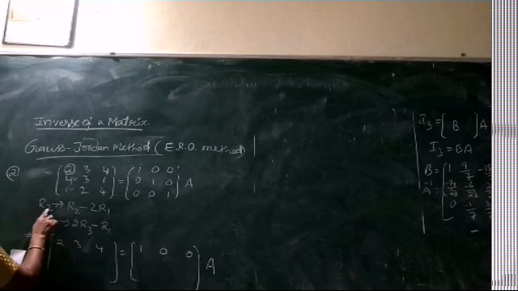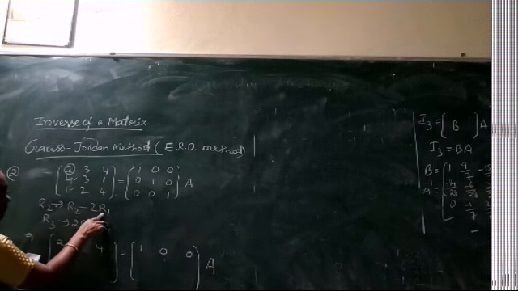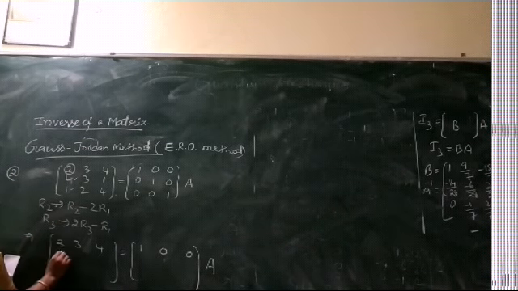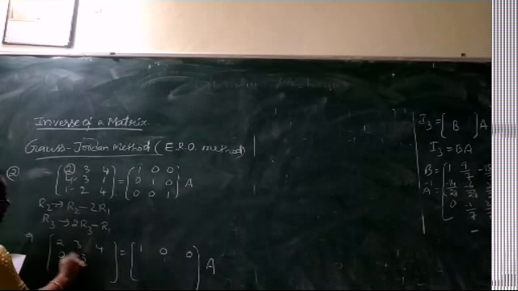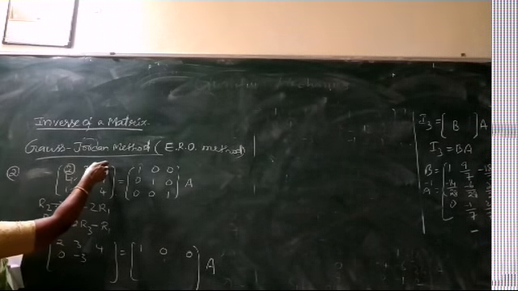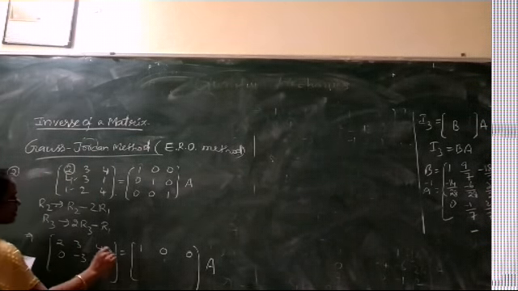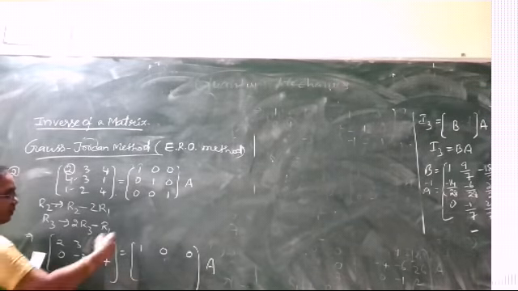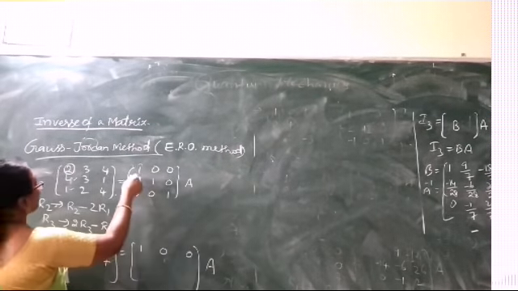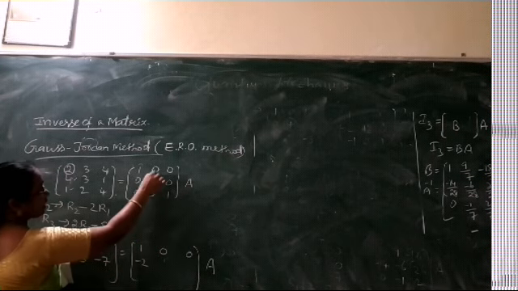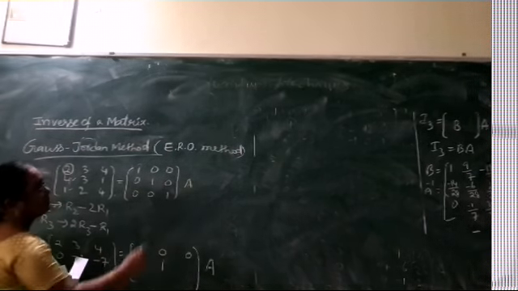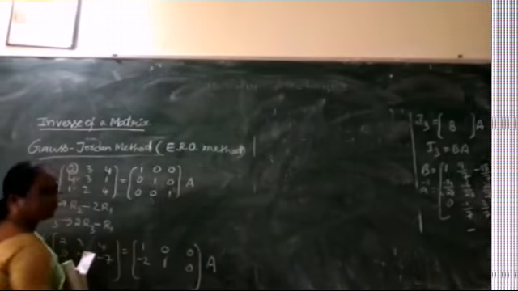Now, R2 implies R2 minus 2 R1. We have 4 minus 2 into 2, 0. 3 minus 2 into 3, 3 minus 6, minus 3. 1 minus 2 into 4, 1 minus 8, it is minus 7. Doing the same on the right side, we have 0 minus 2 into 1, minus 2. 1 minus 2 into 0, 1. Both zeros, so we have 0.